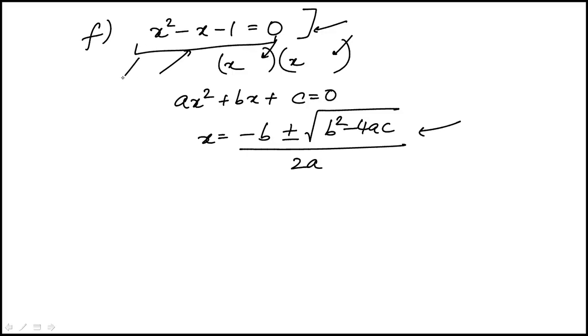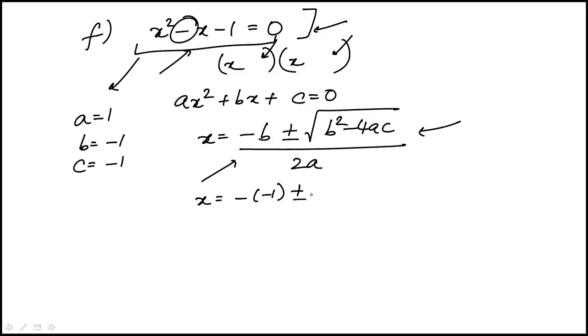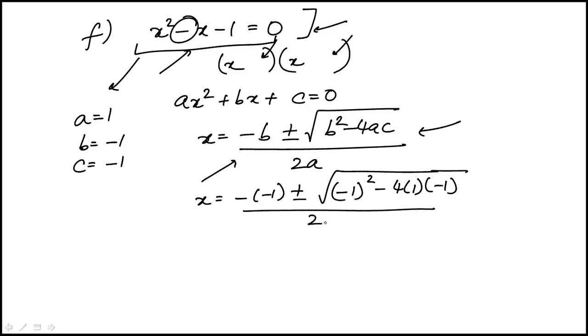So what you have to do is to identify what a is. A is 1. B is minus 1. It includes the sign. And then C is also equal to minus 1. And then we replace those values here. So minus of minus 1 and minus 1 squared minus 4, a is 1, c is minus 1, over 2a, which a is 1. So minus of minus 1 is 1 plus minus.